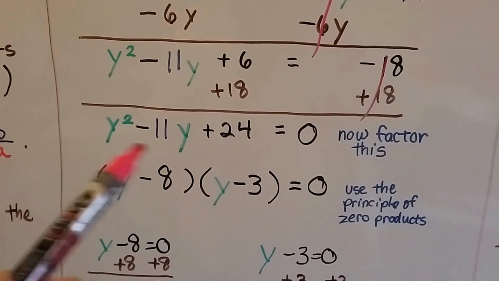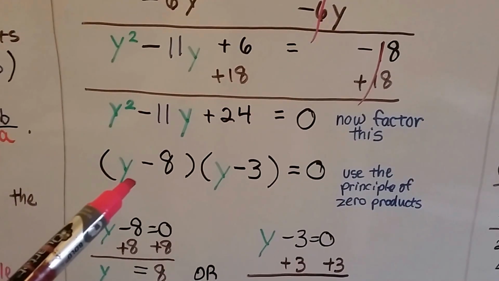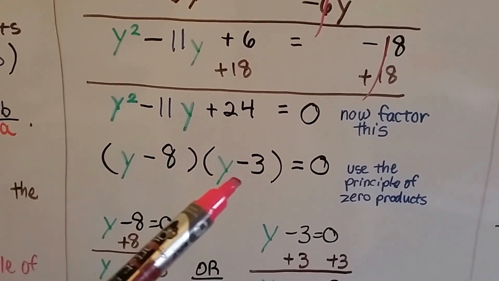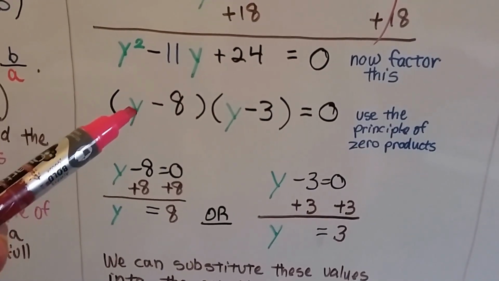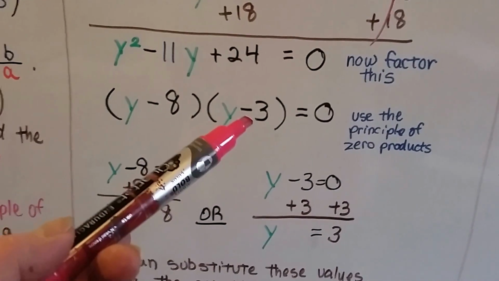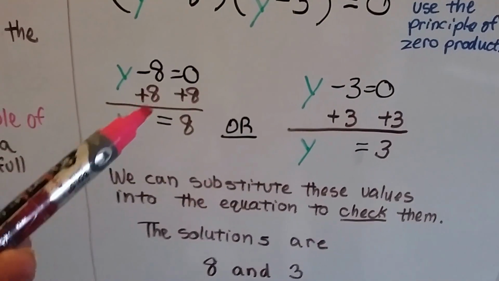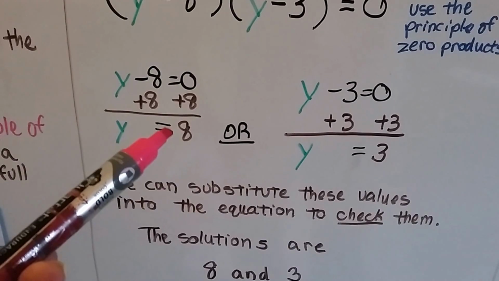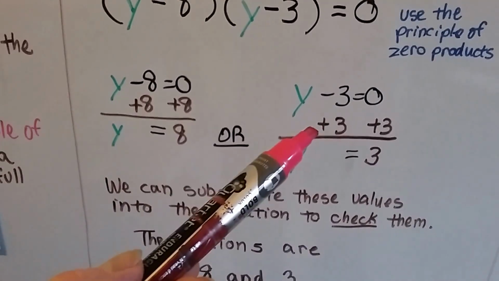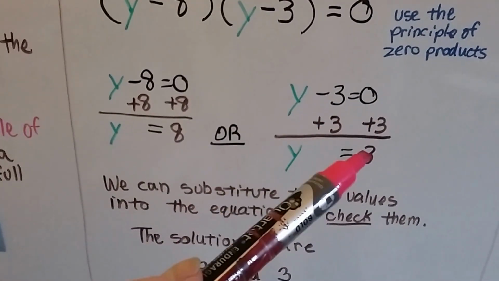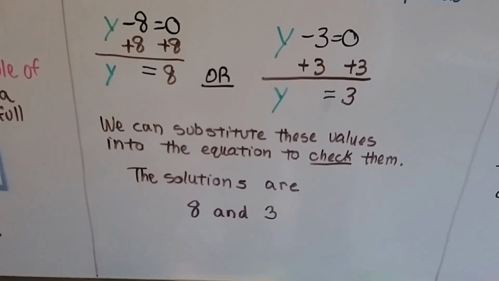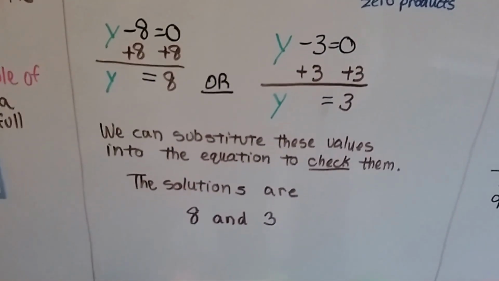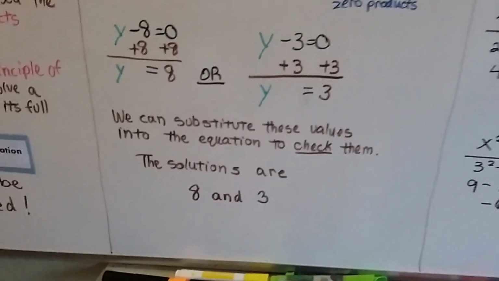So now we can factor this, and it factors out as y minus 8 times y minus 3 equals 0. And we use that principle of zero products. We set y minus 8 to equal 0 and y minus 3 to equal 0. Adding 8 to both sides, we get y equals 8. And adding 3 to both sides, we get y equals 3. We can substitute these values into the equation and check them. Our solutions are 8 and 3. Wasn't that easy? If you watch the previous two videos, you'll be like, oh, this is a piece of cake, all right? So here's another one.